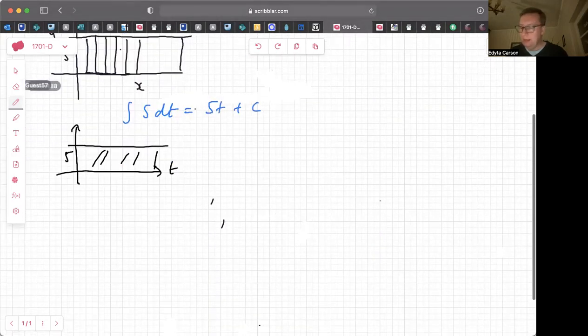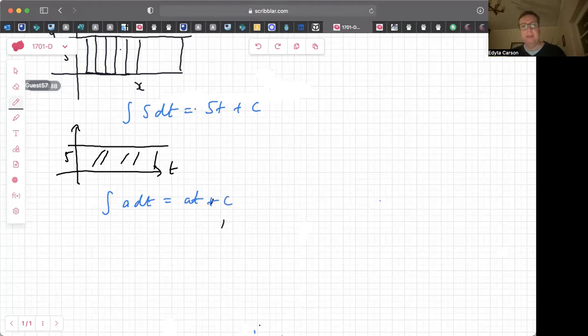We can generalize this even further by changing the number to a letter, which represents a number. So if we call that a, the integral of a dt will be at plus c. Like it was 5t before, now it's at plus c.